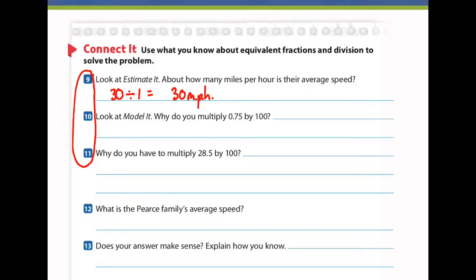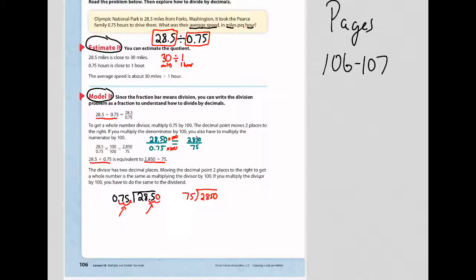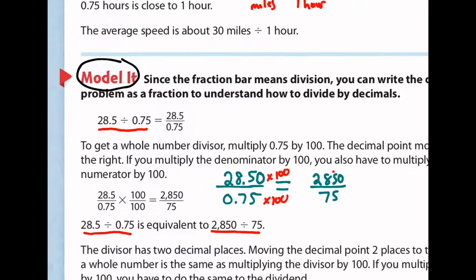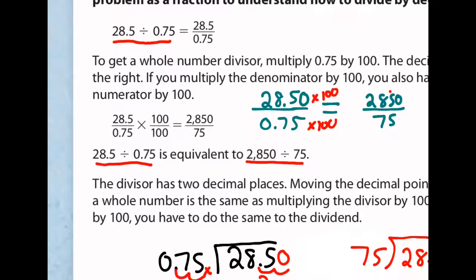Now 10 says, look at model it. Why do you multiply 0.75 by 100? So let's go over there and talk about it. So in the model it, why do we multiply 0.75 times 100? Well, the reason is because we're trying to get rid of the decimal point. And if you multiply it by 100, the decimal moves twice to the right, and you get a whole number. So that's what I'm going to explain.